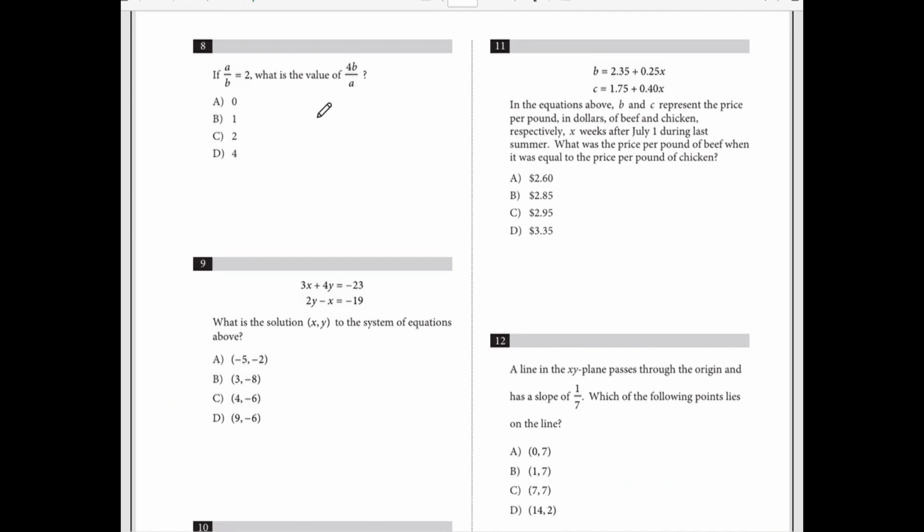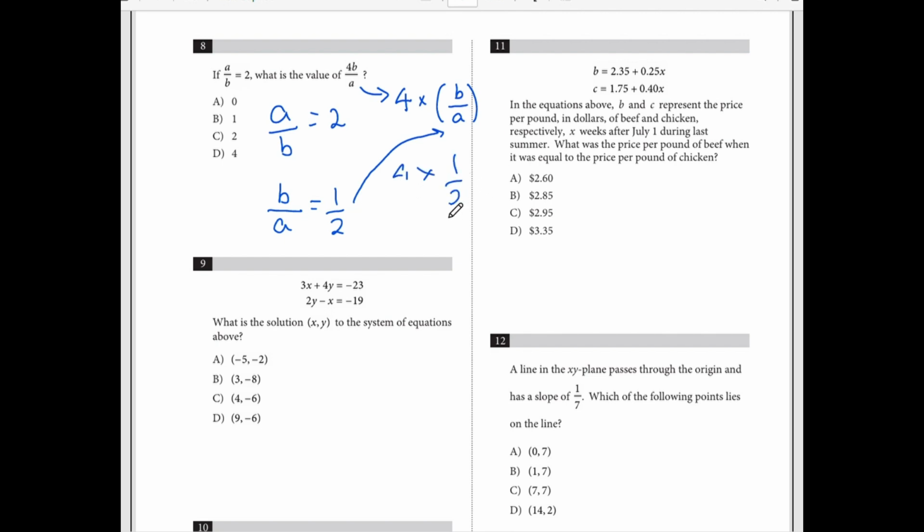Question number 8. If A divided by B equals 2, then they're asking for 4B divided by A, and let's arrange this as 4 into B divided by A. Then what is B divided by A? It's 1 over 2. Then we can substitute it here. 4 into 1 over 2, it's 2. Answer is C.